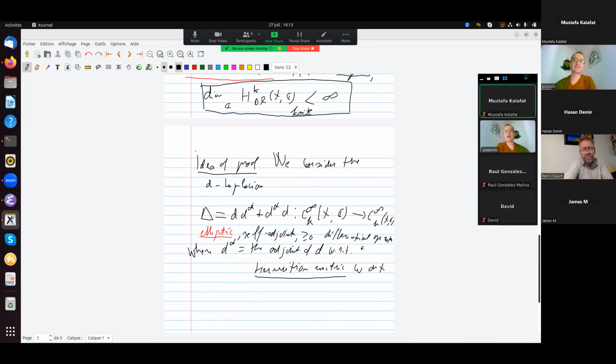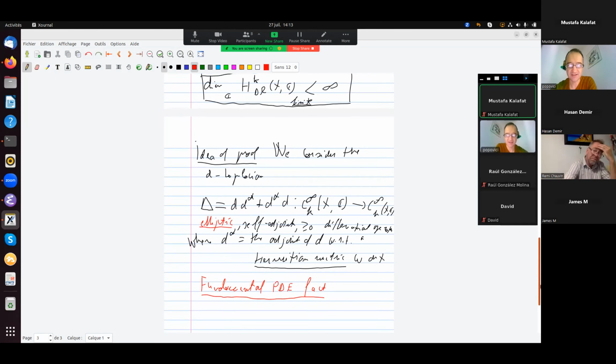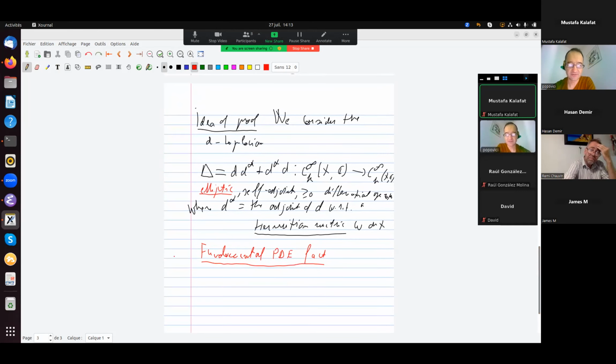And it is a fundamental fact of life, a PDE theory or harmonic theory fact, that for any elliptic operator on a compact manifold, and this is the case we have here, the kernel is finite dimensional. So the dimension of the kernel of delta is finite, and the image is closed.